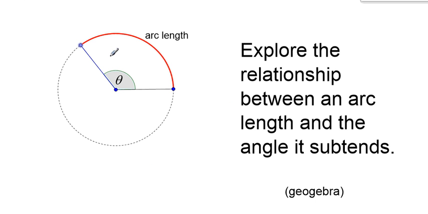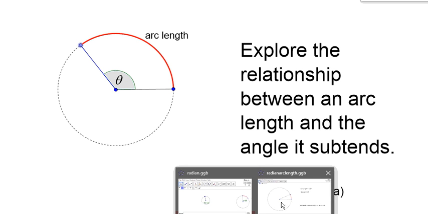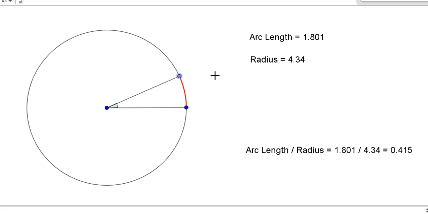So here's what we're exploring just visually. An arc is a circular path traced around a circle, and the length of that is called the arc length, and I've highlighted it here in red. And we want to explore the connection between the length of this arc and the angle that is subtended by that arc. And so I'm going to open up a piece of software here called GeoGebra and explore that a little more carefully.